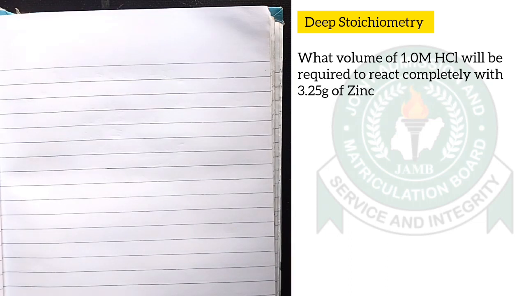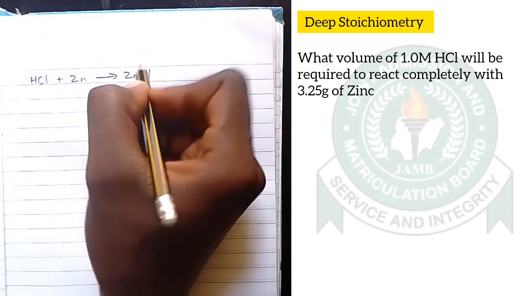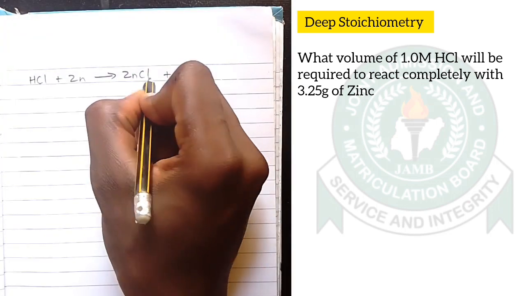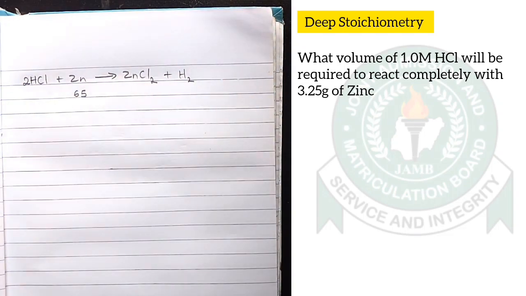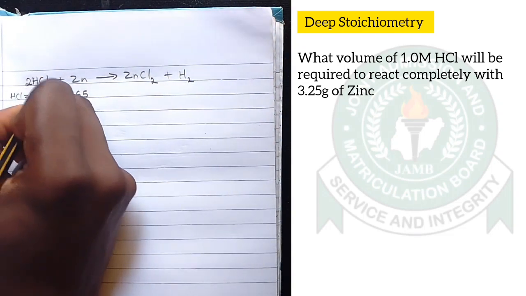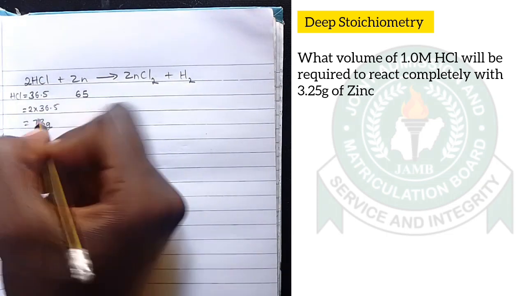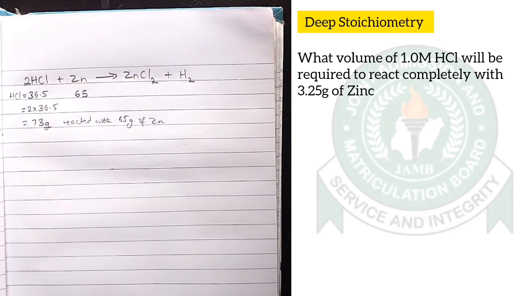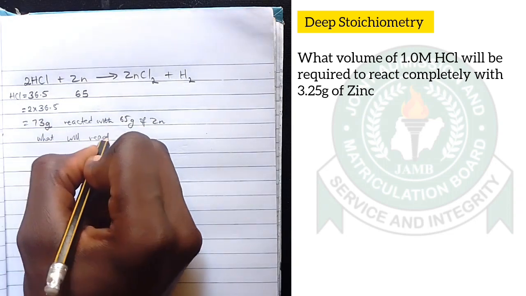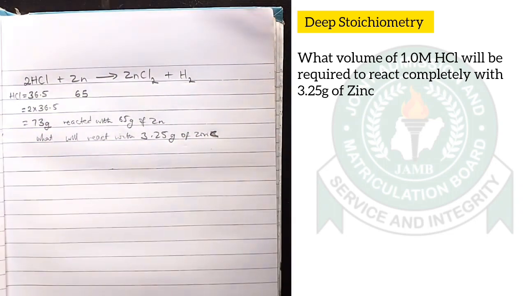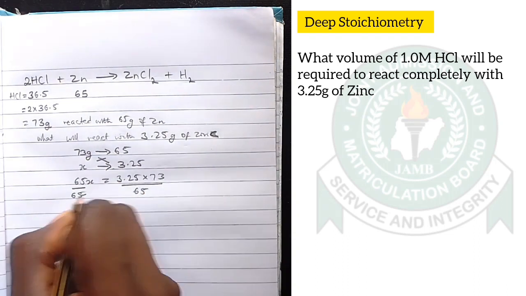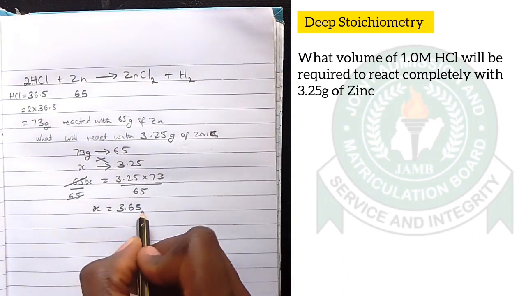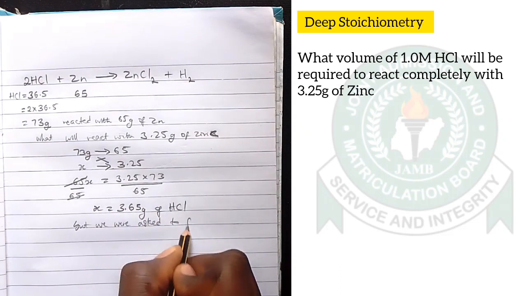What volume of 1 molar concentration of hydrochloric acid will be required to react completely with 3.25 gram of zinc? The mass of zinc in this equation is 65. For hydrochloric acid, which is 36.5, multiply that by 2, which gives us 73. It reacts with 65 gram of zinc. So what will react with 3.25 gram of zinc? With the normal cross multiplication method again, we have our answer as 3.65 gram of hydrochloric acid.